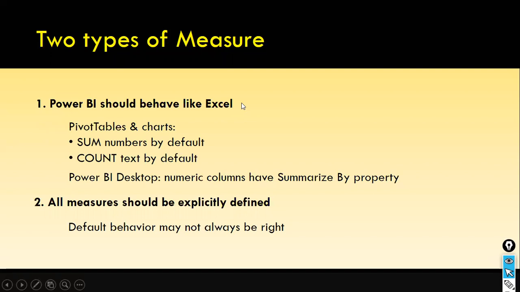Power BI should behave like Excel pivot tables, in short: sum numbers by count. Power BI numeric columns are summarized by property. Okay. All measures should be explicitly defined. Look here, default behavior may not always be right.